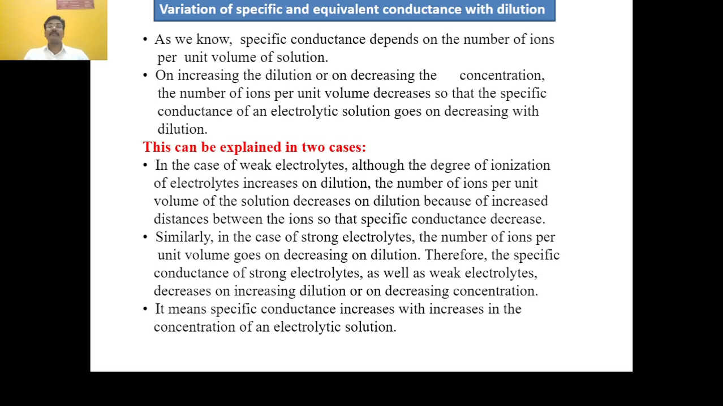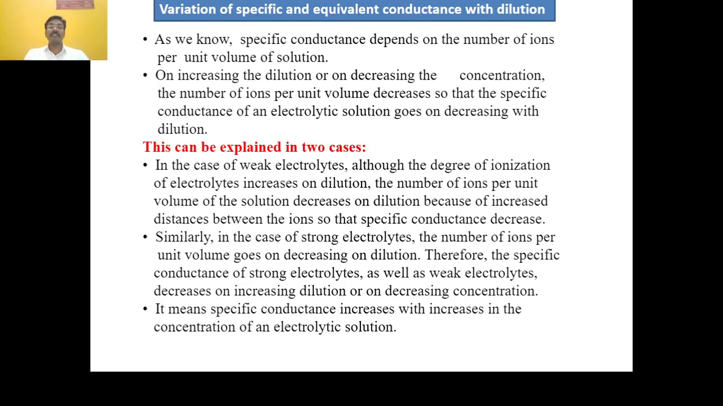See the variation of specific and equivalent conductance with dilution. Why do specific conductance and equivalent conductance vary differently on dilution? As we know, the specific conductance depends upon the number of ions per unit volume of solution. On increasing the dilution or decreasing the concentration, the number of ions per unit volume decreases, so the specific conductance of the electrolytic solution goes on decreasing with dilution.